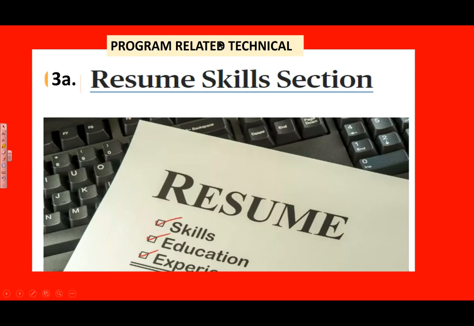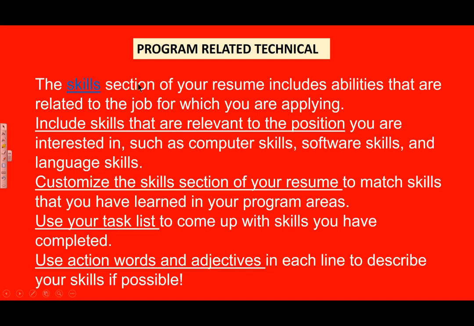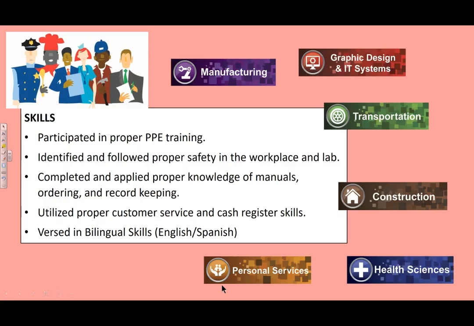The next thing are program-related technical skills. The skills section of your resume includes abilities that are related to the job for which you are applying. It includes skills that are relevant to the position. Customize the skills section of your resume. Use your task list from your RMCTC program to come up with skills you have completed. Use action words and adjectives in each line to describe your skills as possible.